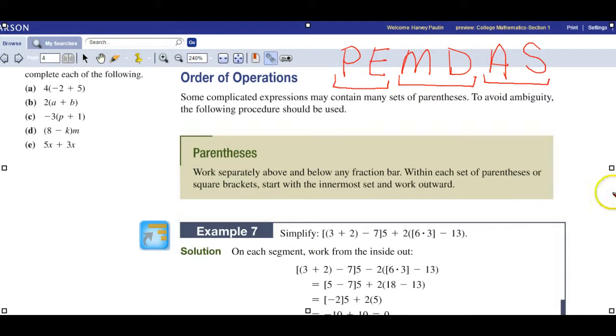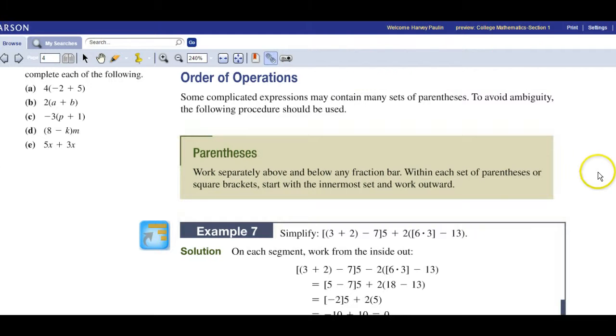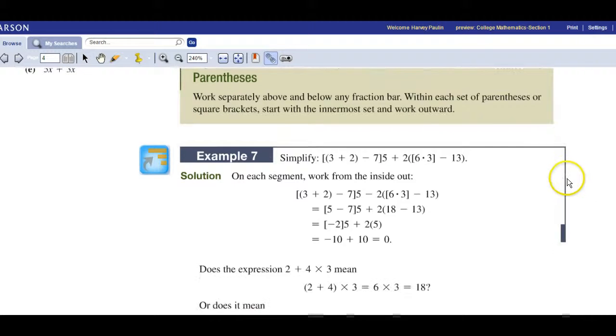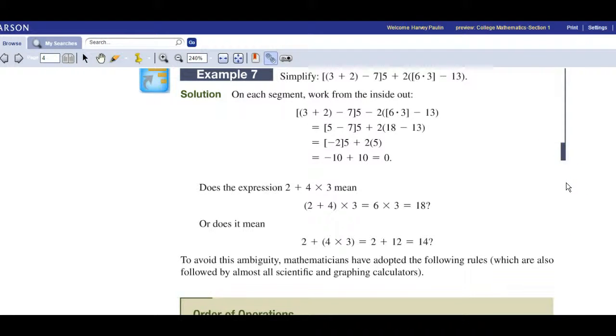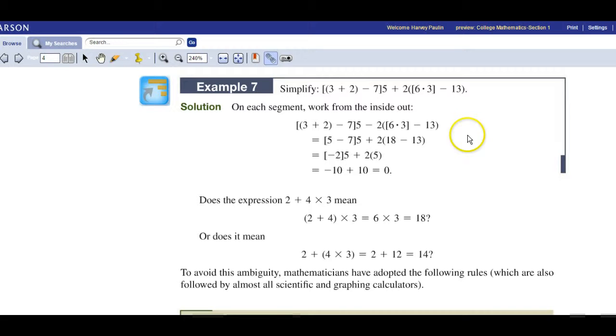So they're going to give you some examples here. Let's go up and see one here. And they have it worked out for you. But let's take a look at it. So here we have brackets. This is a grouping symbol. Here we have brackets internally, and parentheses there also. Okay, so the thing is you go from the innermost and then work out.